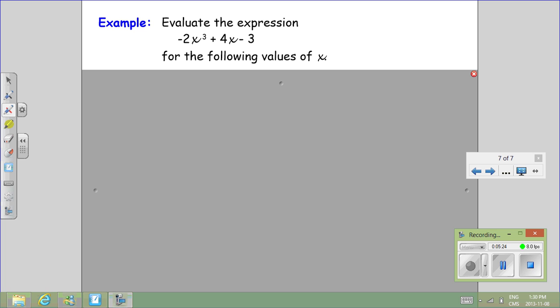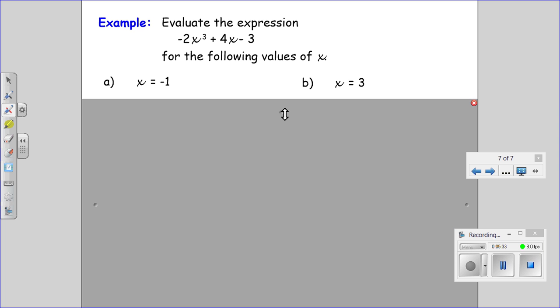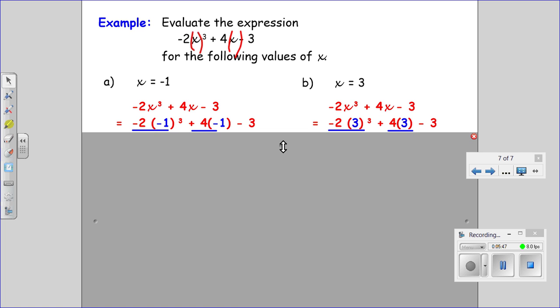If we want to evaluate the expression negative 2x cubed plus 4x minus 3 for the following values of x, there are things we have to remember. When we evaluate expressions, we need to remember the operations, and we're putting in a value for the x. So I always start by putting brackets around the x in my original expression, and then I substitute in my values. So when x is negative 1, I put the negative 1 into the bracket right there and right there.